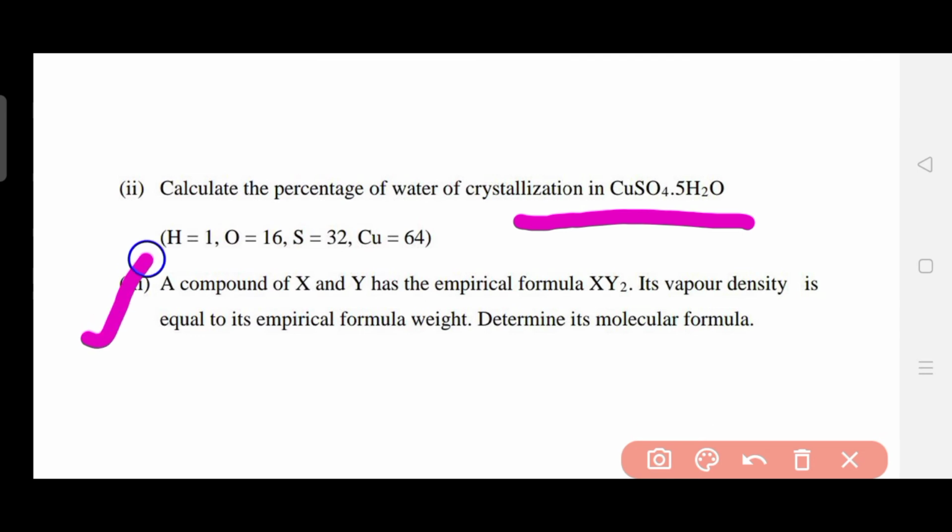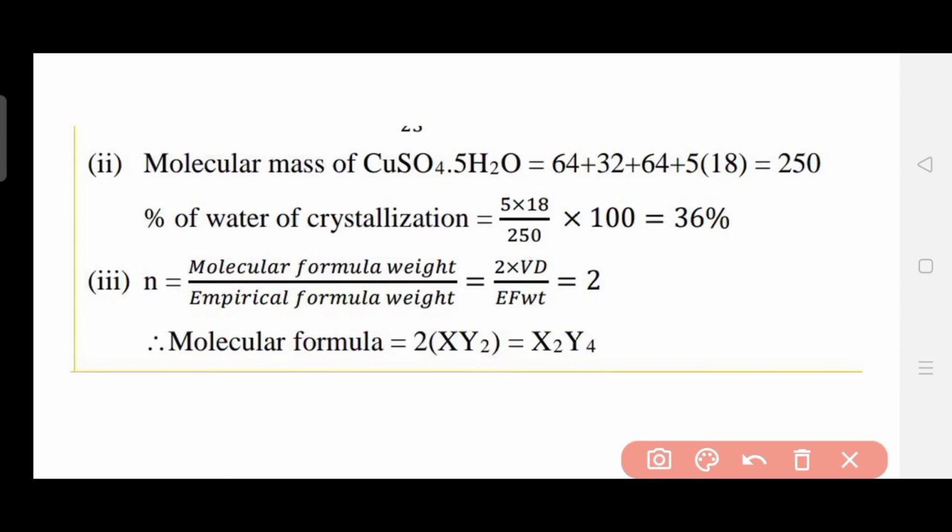A compound of X and Y has the empirical formula XY2. Its vapor density is equal to its empirical formula weight. Now you have to determine its molecular formula from the information provided in the question. So I will show you the answer for this. See the solution of the first question, and I won't discuss it much because it is an easy question. Let me show you and discuss the second question.